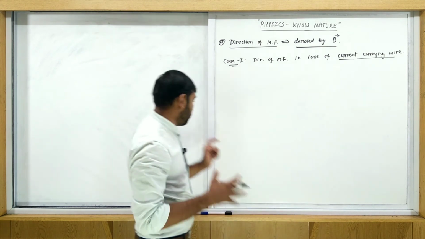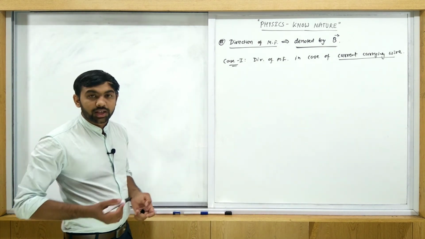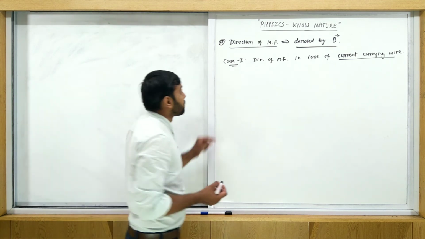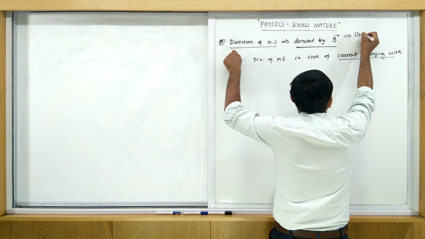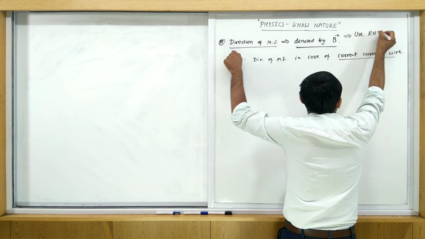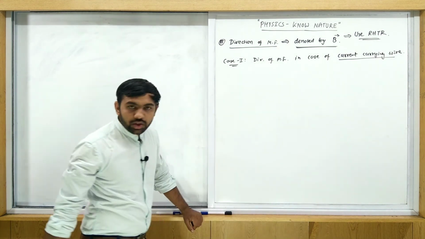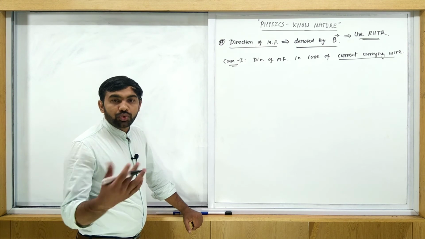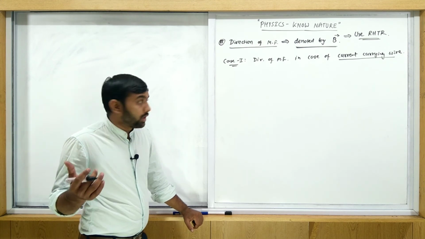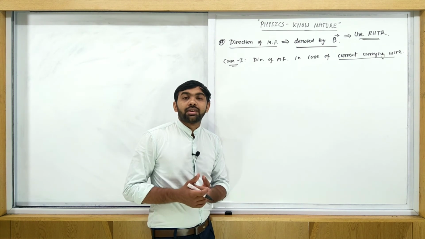Current carrying wire means we just discuss this case. Any wire is given to you, then how is this magnetic field produced? In both these cases, if you have to find the direction, then use the right hand thumb rule, and you understand it properly. Use the right hand thumb rule to find the direction of the magnetic field which is produced by the current carrying wire or by the current carrying loop.